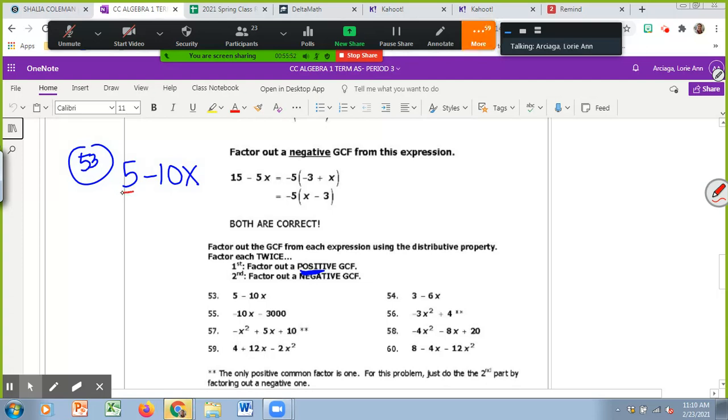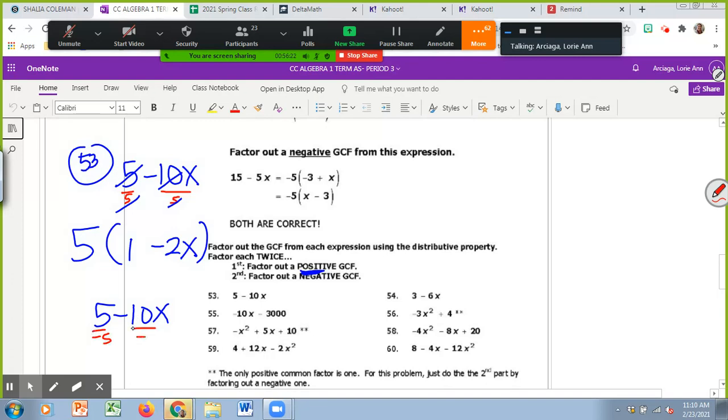5. Very good. Okay, so let's divide each of them by 5. So then the GCF is 5. What's the leftover? What's 5 divided by 5? 1. What's negative 10 divided by 5? Negative 2x. Perfect.